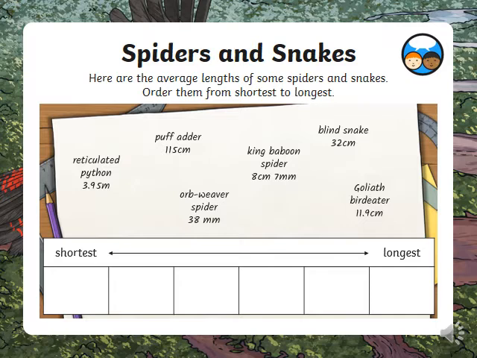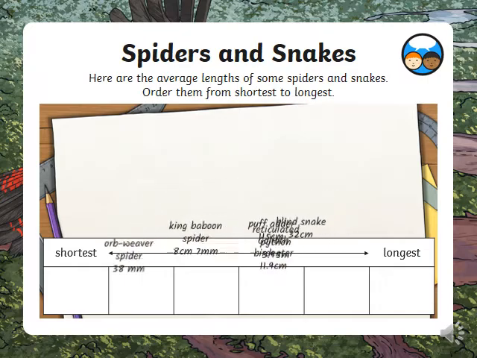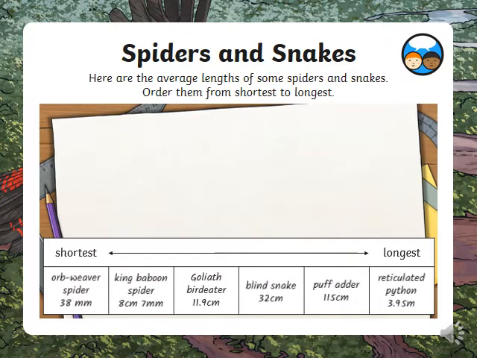Let's have a look and see how we did. Here was our order from shortest to longest. The shortest being the orb weaver spider at 38 millimeters and the reticulated python at 3.95 meters was the longest. Well done if you managed to put those in the right order.